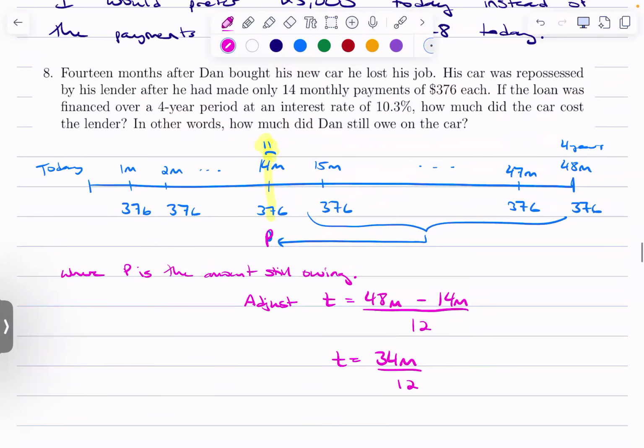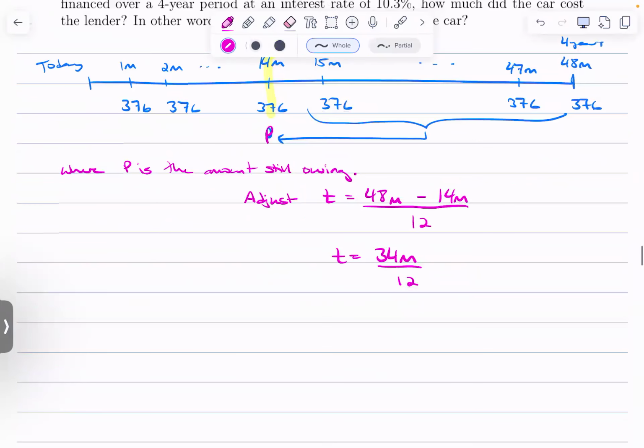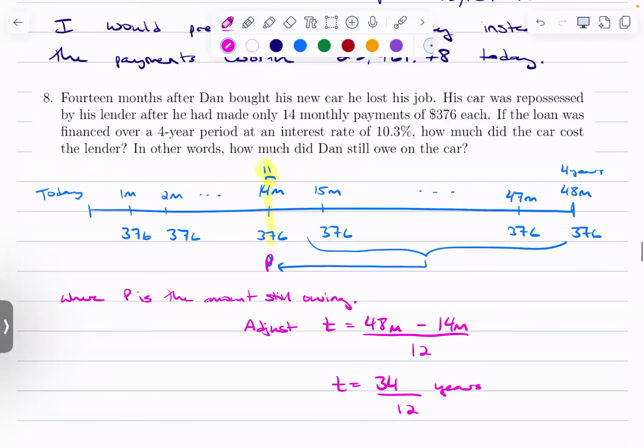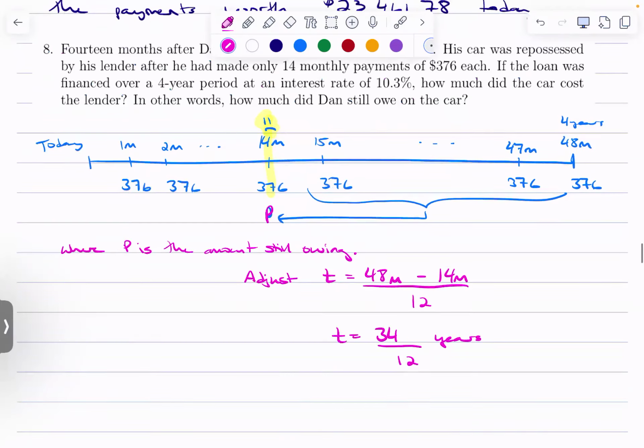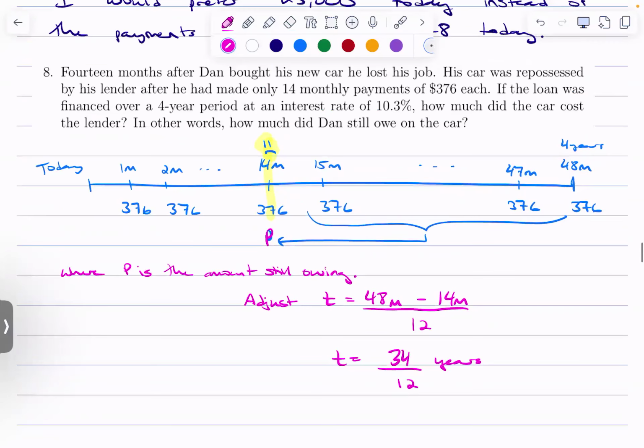I'll get rid of this M here. 34/12 of a year. For 34 payments, right? N times T is the number of payments, right? But you don't need to keep track of that, but it might help. 34 over 12 years. Okay.